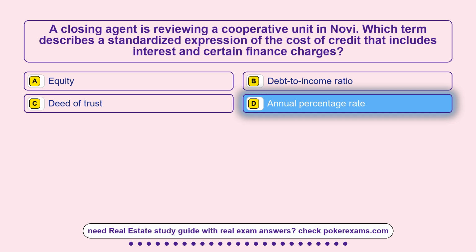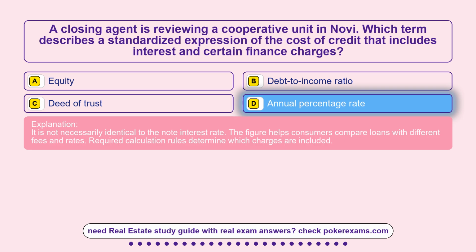The correct answer is option D. Annual percentage rate. It is not necessarily identical to the note interest rate. The figure helps consumers compare loans with different fees and rates. Required calculation rules determine which charges are included.